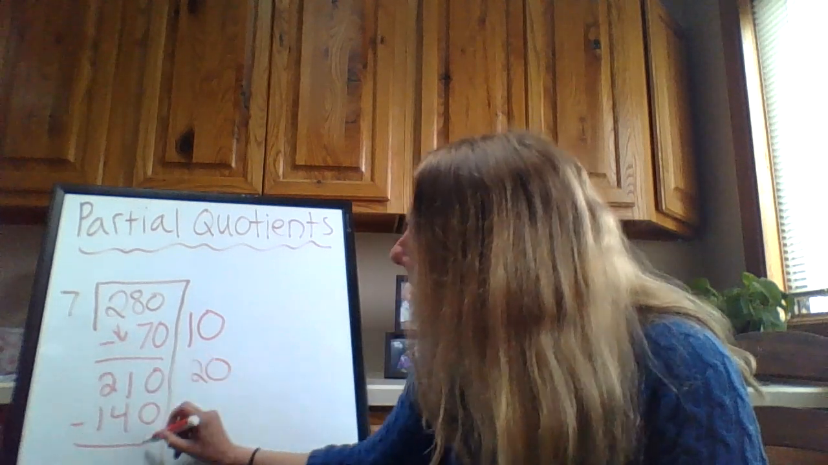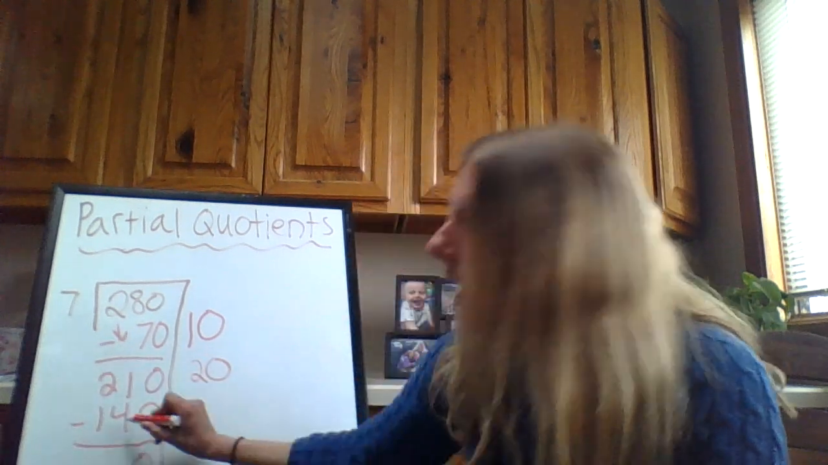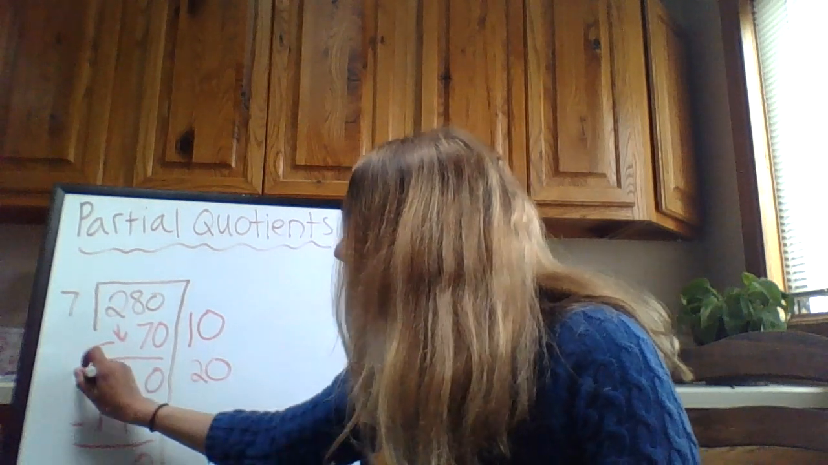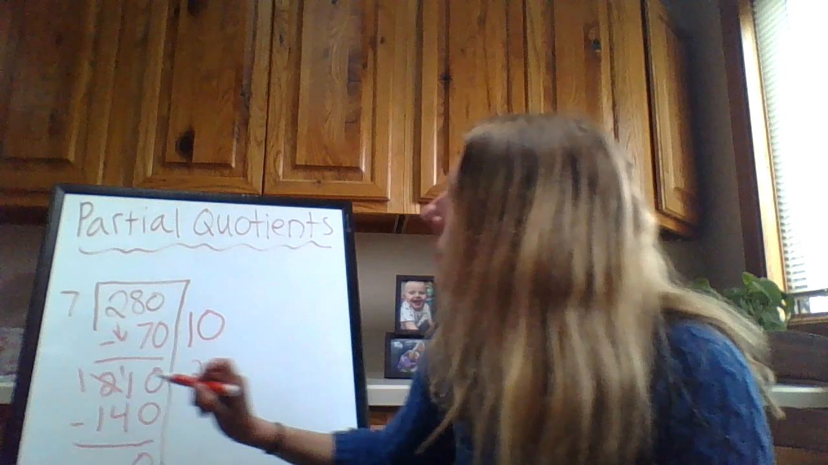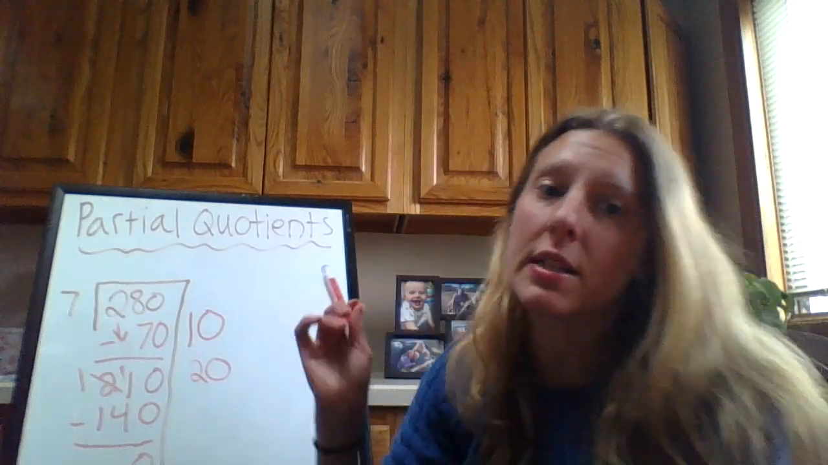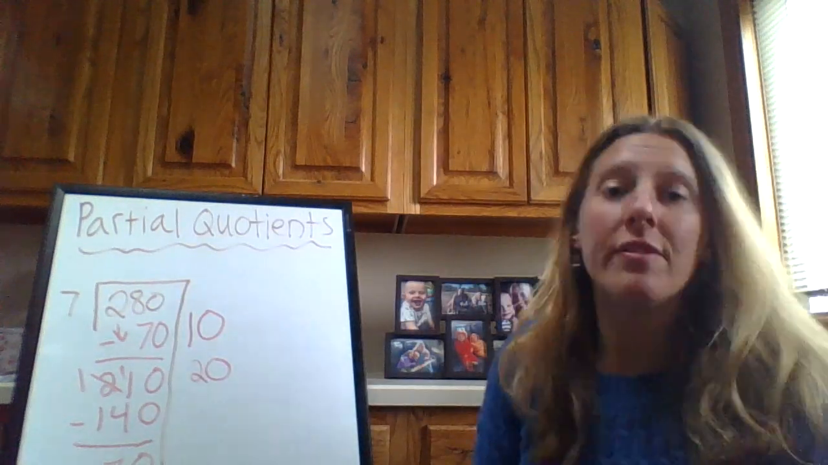So 0 minus 0 is 0. I can't take 4 from 1, so I need to borrow. Cross off the 2, that becomes a 1. Bring the 1 over to the tens. And then I have 11 minus 4, just 7. And now I have 70.